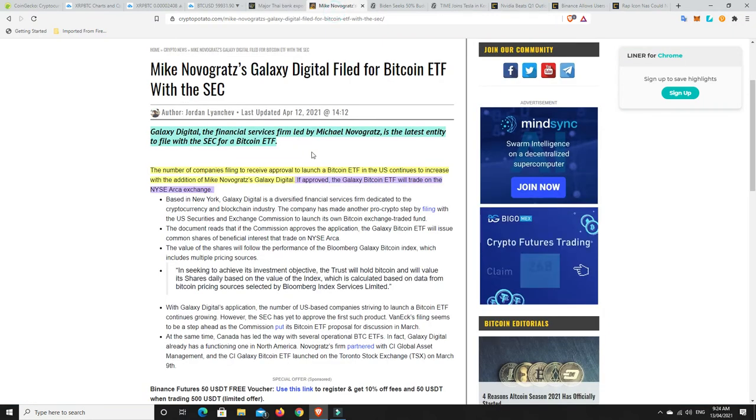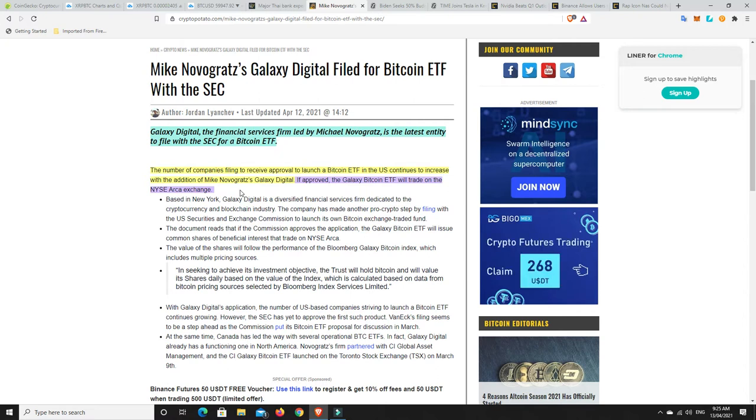Now, more Bitcoin ETFs. Galaxy Digital, I should say. I said that backwards. So the financial services firm led by Michael Novogratz, or Mike Novogratz as most people know him, is the latest entity to file with the SEC for a Bitcoin ETF. Now, we did read the other day that they're saying it could still take 2 years for a Bitcoin ETF, which is interesting. That's certainly going to be behind the eight ball for the American Bitcoin ETFs.